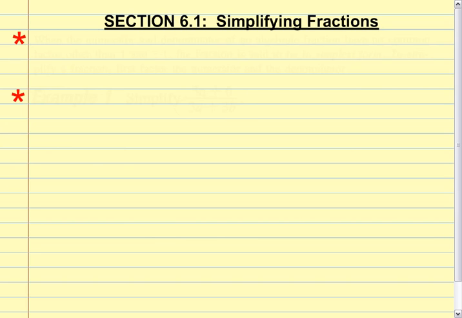Okay, folks, 6.1 says simplifying fractions. And remember, why are we factoring, or why did we spend half of our lives on Chapter 5 factoring polynomials? Well, one of the reasons is because we want to simplify fractions. And what I mean by that is we want to reduce them.